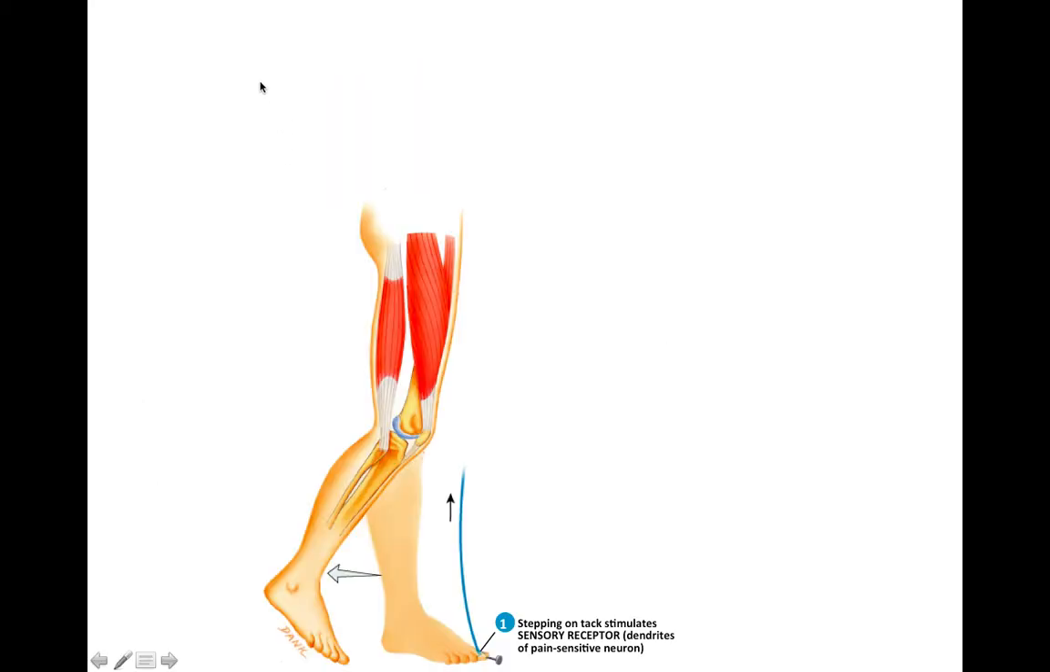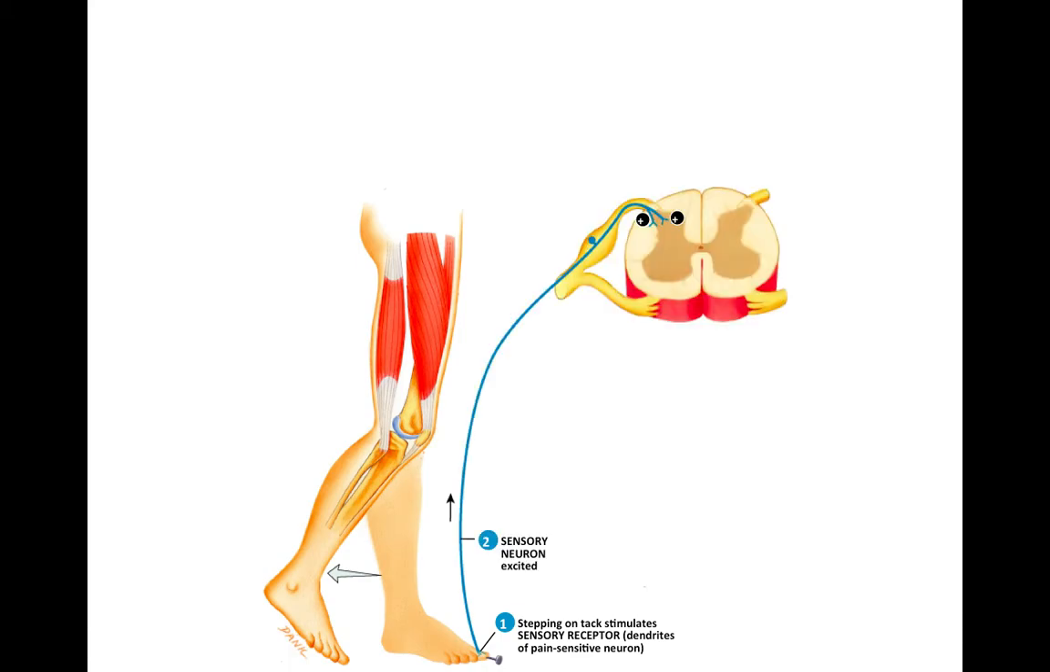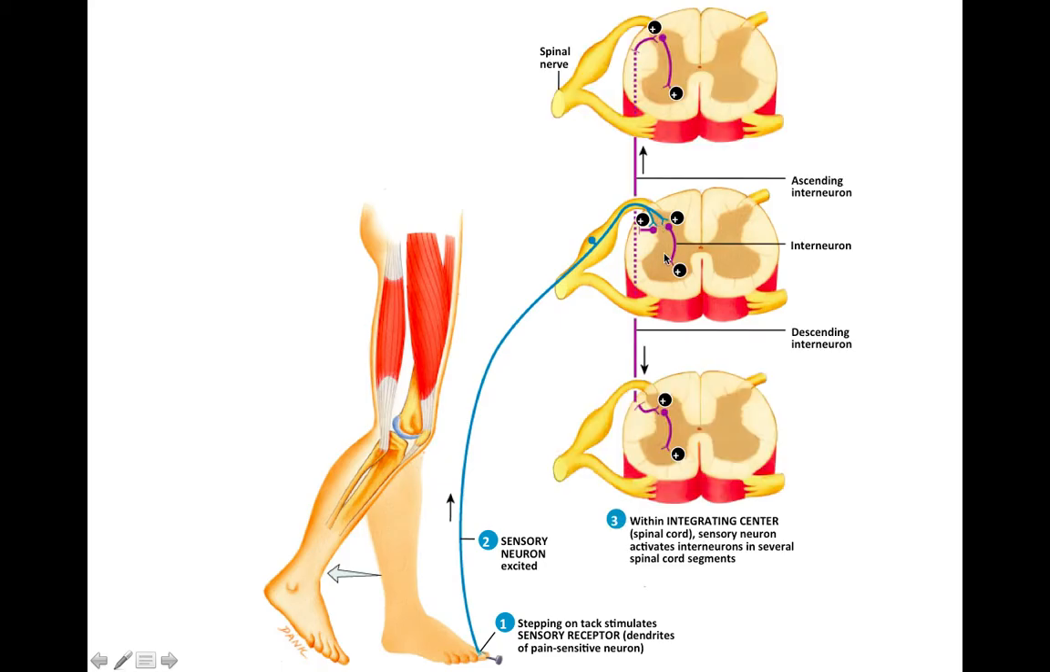So here we see again, quadriceps are right here, hamstrings are right here, and here's your tack that you've just stepped on, and so you have sensory information that's carried in through the dorsal root again, into the dorsal gray horn. And here's where things get a little bit more involved. You're going to use multiple areas of the spinal cord. So you have an ascending interneuron going to a more superior area of the spinal cord and a descending interneuron going to a descending area.